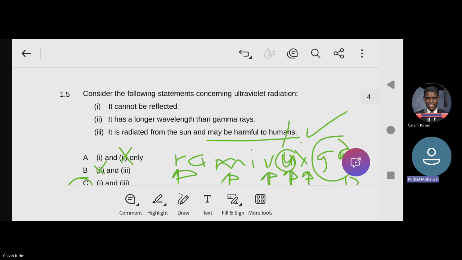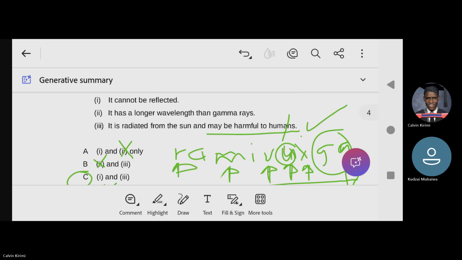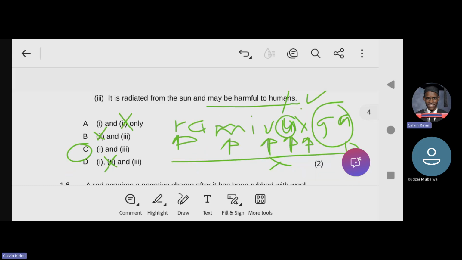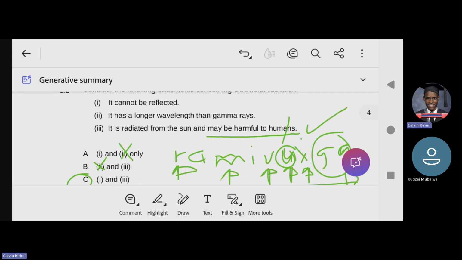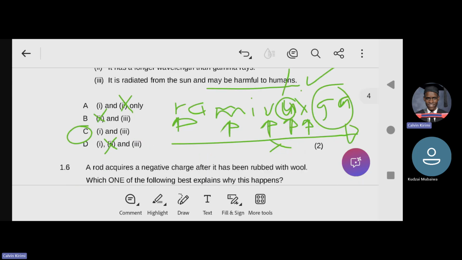So you said it's Rami. I just made a mnemonic which I used to use, Ramivax-Ga. Then you can just pick Ramivax-Ga, then you see the wavelength is increasing from left to right. So in our case, they said ultra is longer than gamma. But on our answer, we are seeing that no, gamma is longer than ultra. Can you see what I mean?